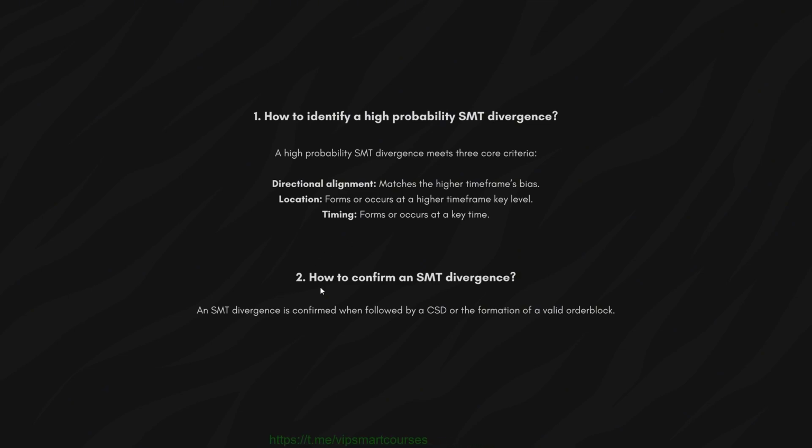And the second question is how to confirm an SMT divergence. The answer is that an SMT divergence is confirmed when it is followed by a valid CSD or the formation of a valid order block relative to its lower time frame, based on time frame alignment.